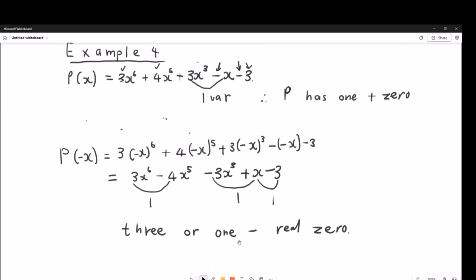Using Descartes' rule, the second point there. Okay, so you have 3 or 1 negative real root, or real zero. So it's either 3 negatives or 1 negative real root. I can just say 3 negatives or 1 negative real zero. Right? 3 negative real zeros or 1 negative real zero.